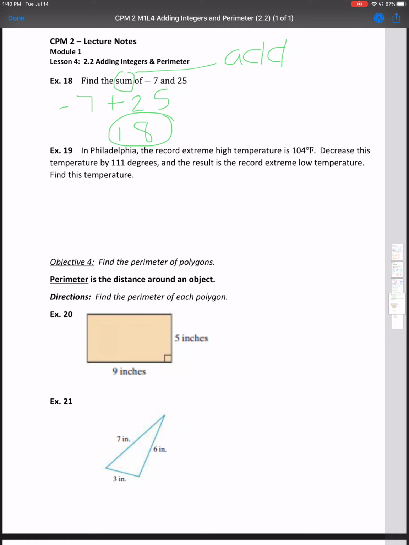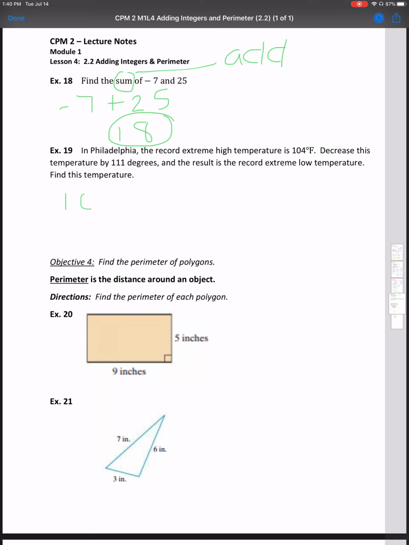Number 19. In Philadelphia, the record extreme high temperature is 104 degrees Fahrenheit. Decrease this temperature by 111 degrees, and the result is the record extreme low temperature. Find this temperature. When you're doing word problems, just read through and get an idea. Then we're going to go back through and find the important information we need to jot down. So in Philadelphia, the record high temperature was 104. Decrease this temperature.